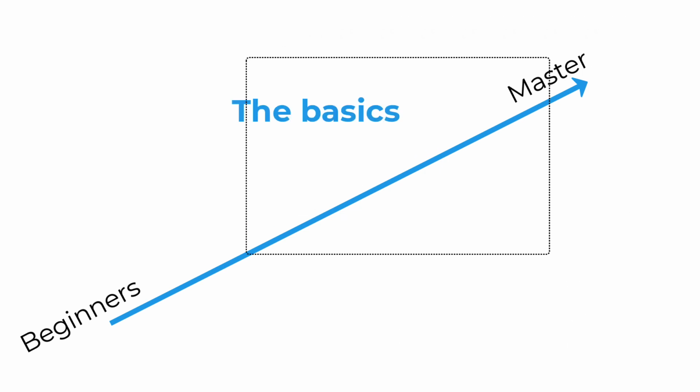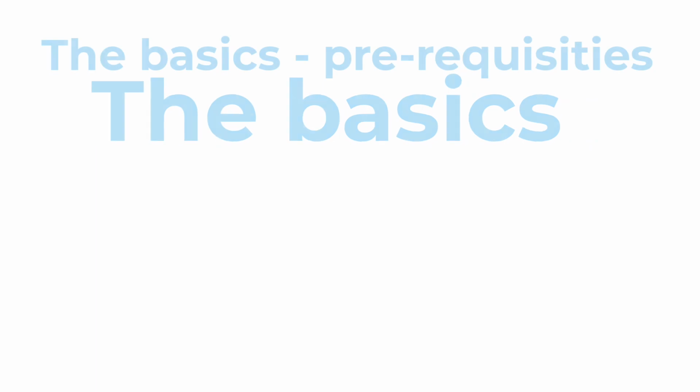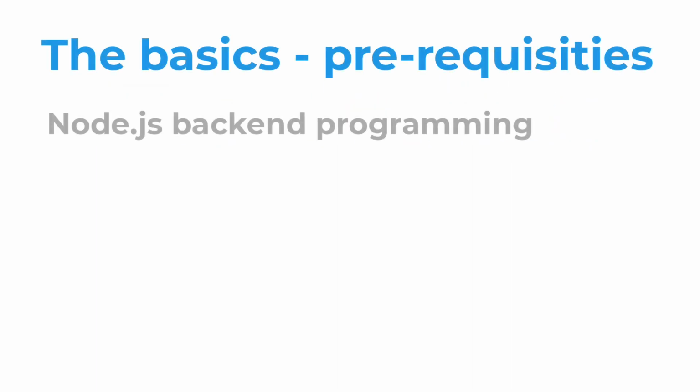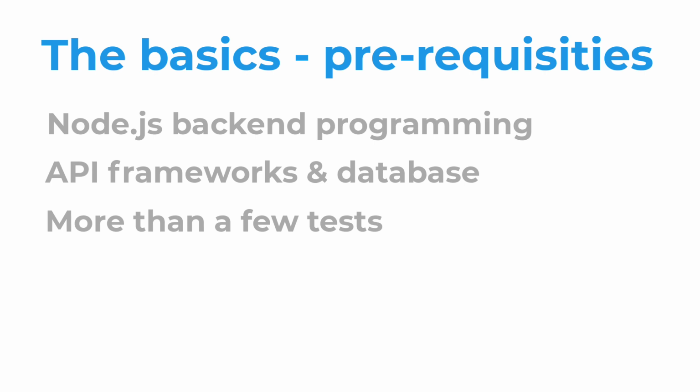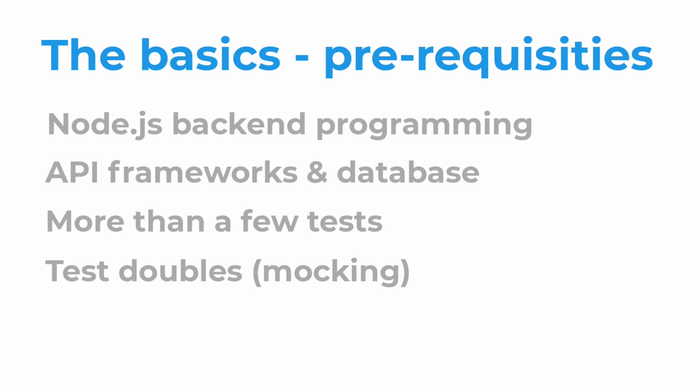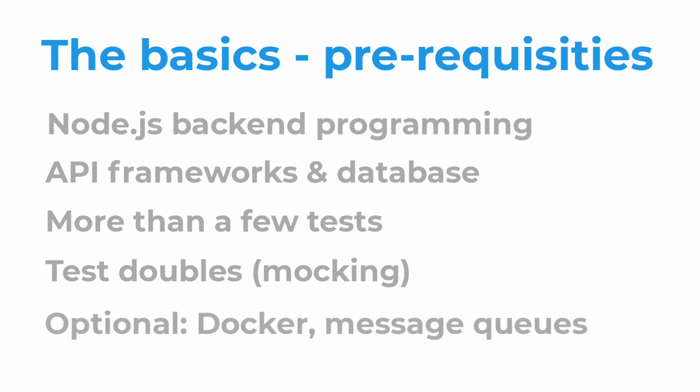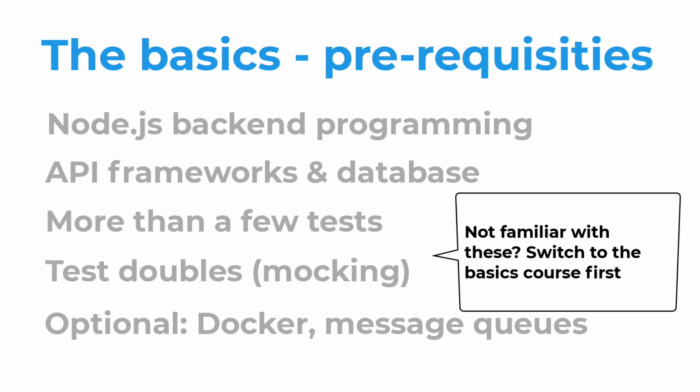Before starting, let's ensure that you meet all the prerequisite topics to enroll in this course. I assume that you have experience with coding Node.js backend applications, have already experimented with at least one API framework, and have used databases. It is also assumed that you wrote at least a few tests with any kind of test runner and used some mocking library or test doubles in your tests. Optionally, it is useful if you also have some Docker and message queue experience. If not, that's not a blocker, but it might be a good idea to read about these topics as you enroll in this course. If you don't have experience with all of the mandatory topics here, I suggest that you stop now, drop me a message, and I'll be sure to convert you to the basics testing course.